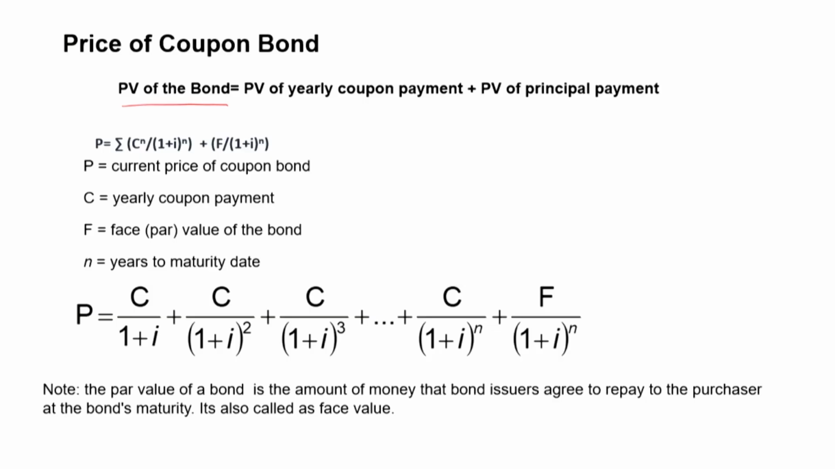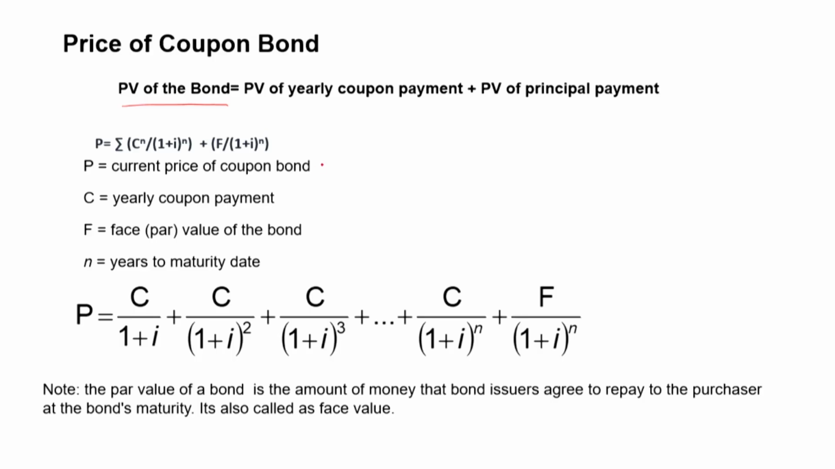So the present value of the bond is the present value of the yearly coupon payment plus the present value of the principal payment. You need to take into account the coupon payment as well as the present value of the principal payment. That means you need to discount the principal payment. Accordingly, that will be the market price for a coupon bond.